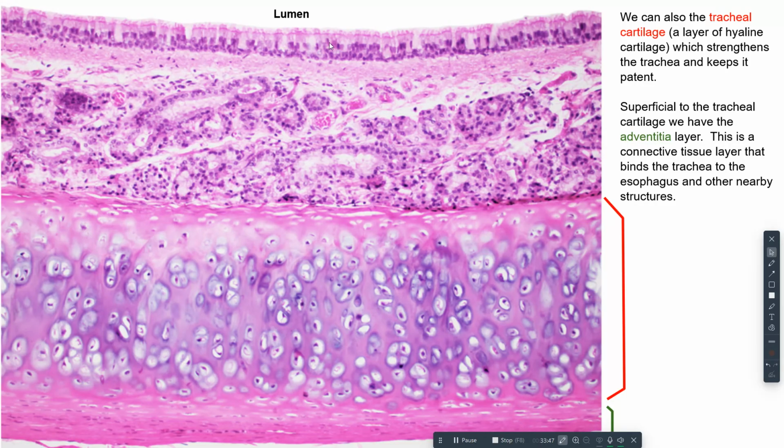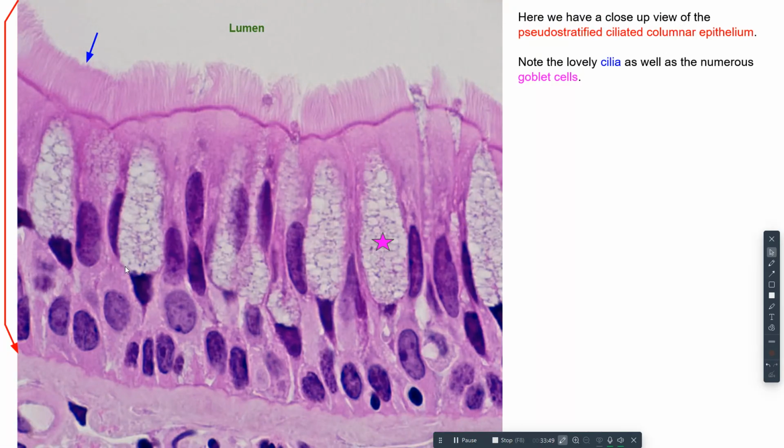All right, I want to zoom in now. Let's zoom in on that epithelium. This is the pseudostratified ciliated columnar epithelium with goblet cells. Look at those cilia right there. The goblet cells make the mucus, the cilia sweep the mucus. It is a wonderful situation. So that's our epithelium of our trachea.